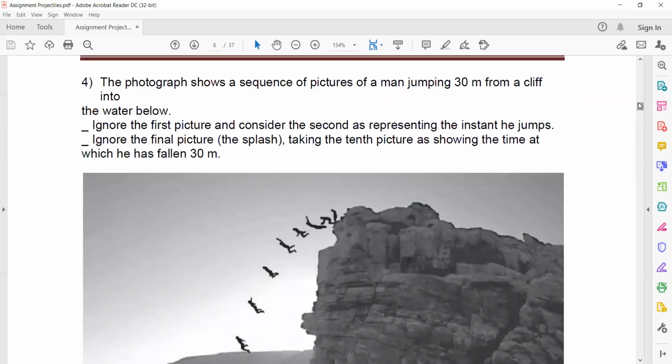In question 4, the photograph shows a sequence of pictures of a man jumping 30 meters from a cliff into the water below. Ignore the first picture, and consider the second picture as representing the instant he jumped. Ignore the final picture, the splashing, taking the 10th picture as shown.